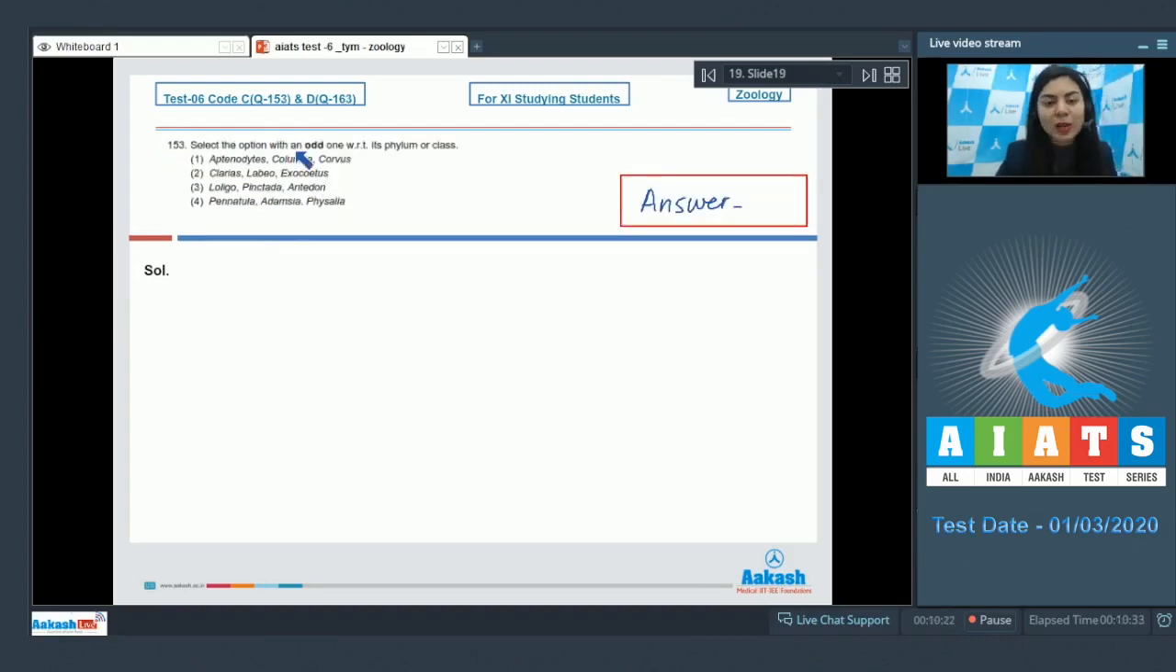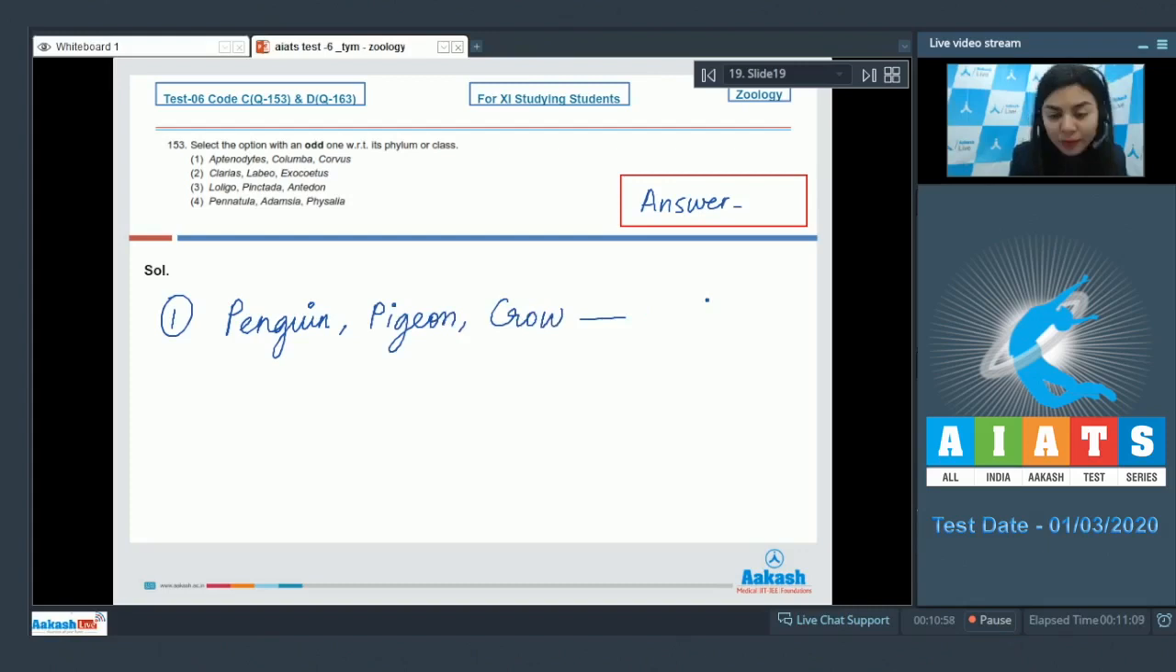Question 153. Select the option with an odd one with respect to its phylum or class. Sets of 3 animals are given in each option. We need to find out if all 3 organisms belong to the same phylum or class. If not, then that would be our answer, because that would be the odd one. Option 1 reads Aptenodytes, Columba and Corvus. Let's look at the common names. Aptenodytes is penguin, Columba is pigeon, and Corvus is your crow. All of these belong to class Aves.